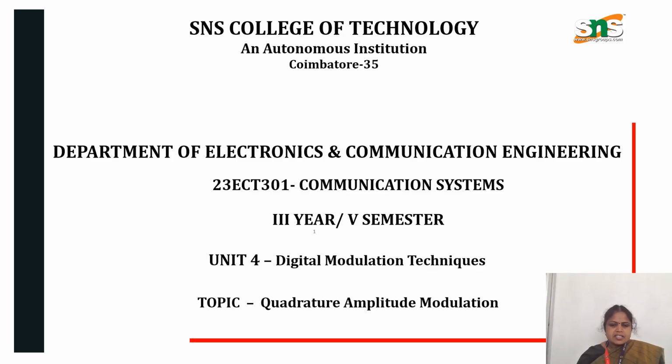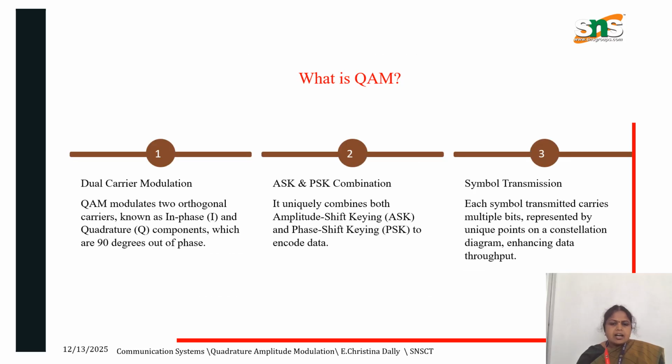In this lecture series, we are going to discuss quadrature amplitude modulation. Already we have discussed the various types of digital modulation techniques. Before going to see this, we have to know what we mean by quadrature amplitude modulation. Here we have three stages in QAM. It is known as dual carrier modulation and the combination of amplitude shift keying and phase shift keying. The next one is the symbol transmission.